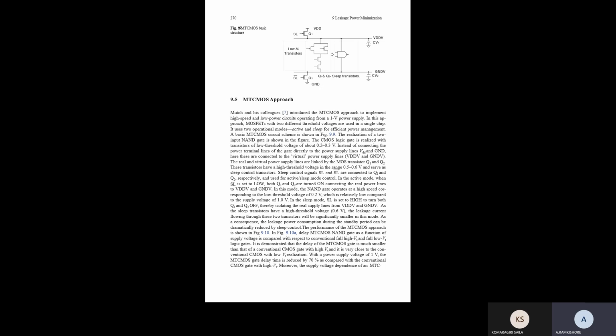It is also claimed that the standby current is reduced by 3 or 4 orders of magnitude due to sleep control. Whenever we operate this transistor under the active mode and the sleep control, the utilization of the current is reduced by 3 or 4 orders of magnitude, because we are controlling the sleep mode as well as the active mode of the circuit.